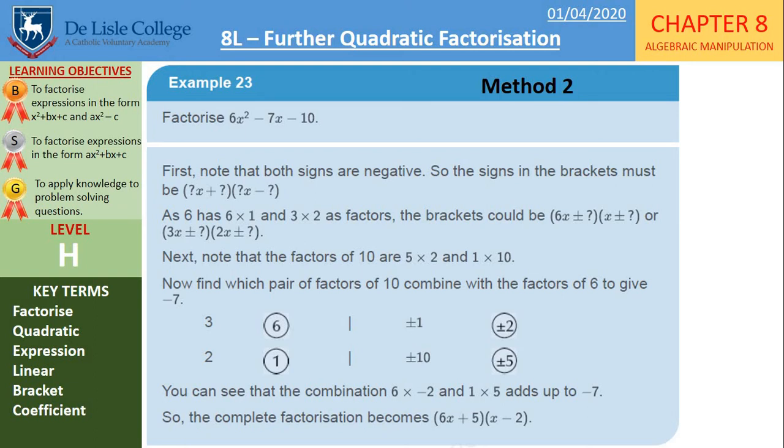But if you can spot it quickly, you may see that 6 times negative 2 and 1 times 5 will give us that negative 7. Remember that negative 7 comes from here, that middle term in the question, that negative 7x. So the factorisation becomes 6x plus 5 and x take away 2.